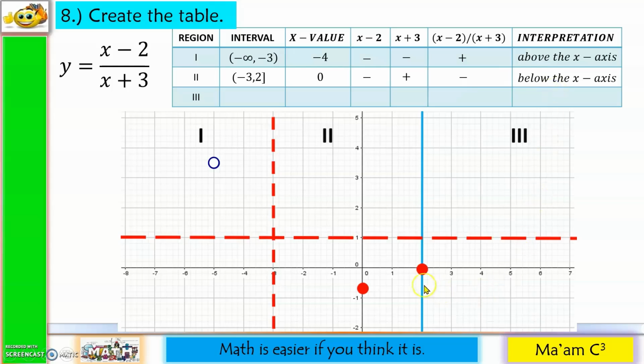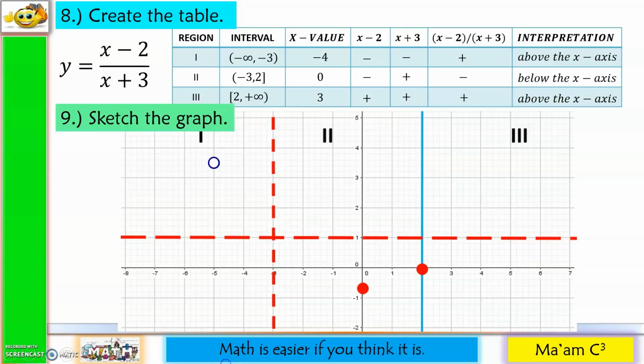And for region 3, from positive 2 to positive infinity. Any value from region 3, let us say 3. 3 minus 2 is positive, 3 plus 3 is positive. No negative, only positive. Therefore, this is positive, above the x-axis.